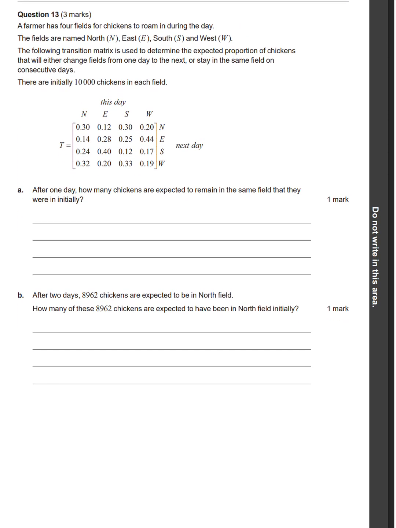Okay, a farmer has 4 fields for chickens to roam in during their stay. The fields are named north, east, south, and west. How original. The following transition matrix is used to determine the expected proportion of chickens that will either change fields from one day to the next or stay in the same field on consecutive days. There are initially 10,000 chickens in each field. After one day, how many chickens are expected to remain in the same field that they were in initially?